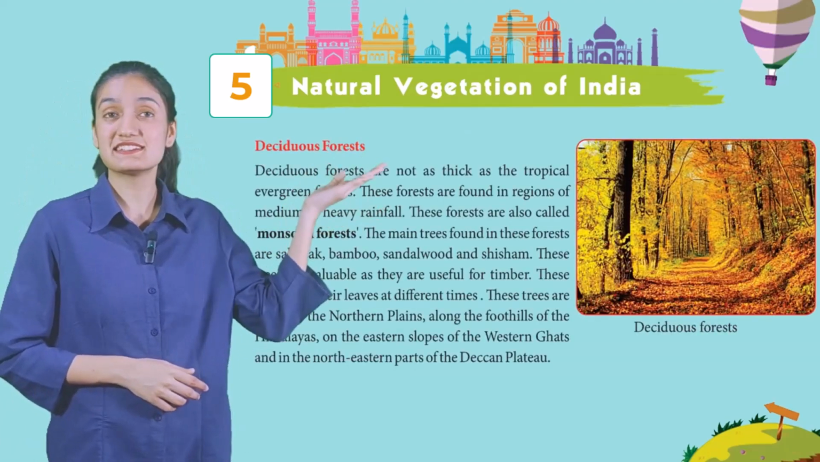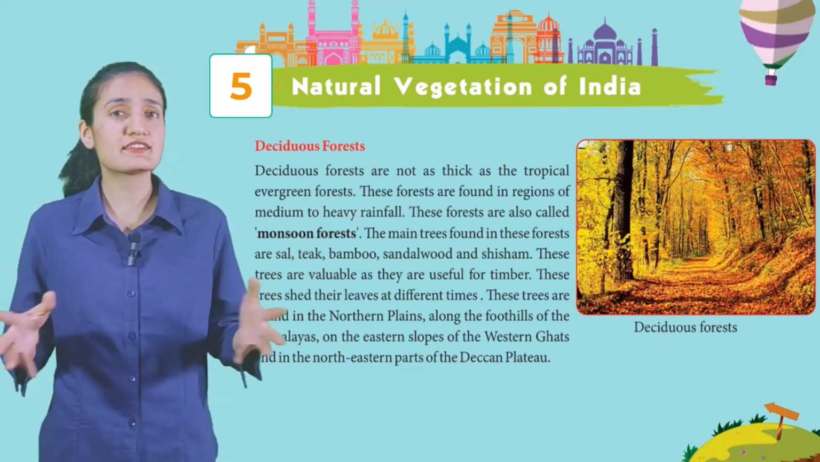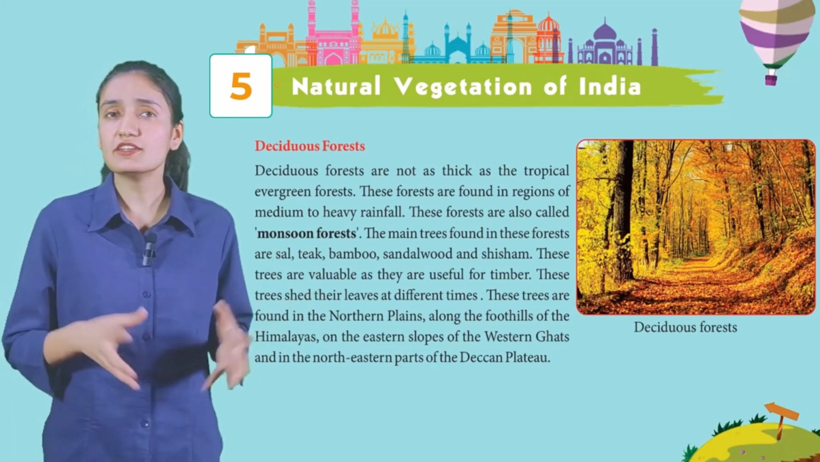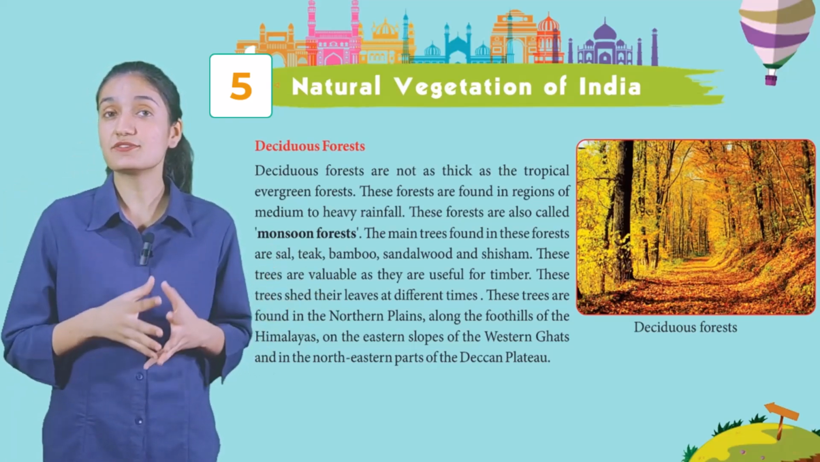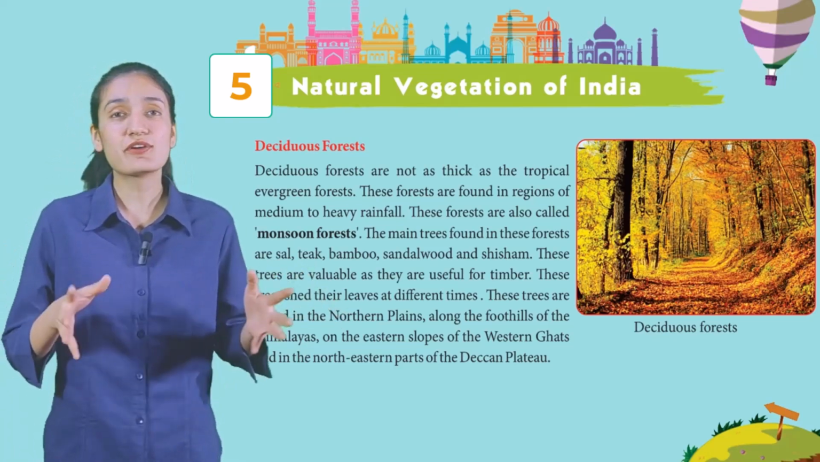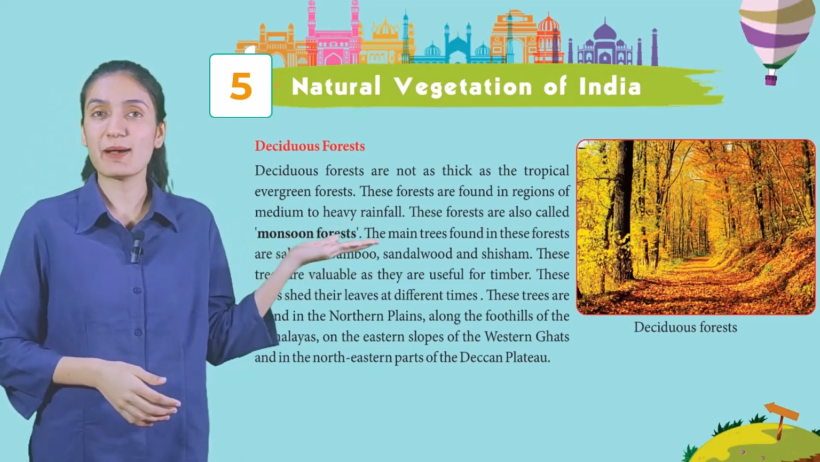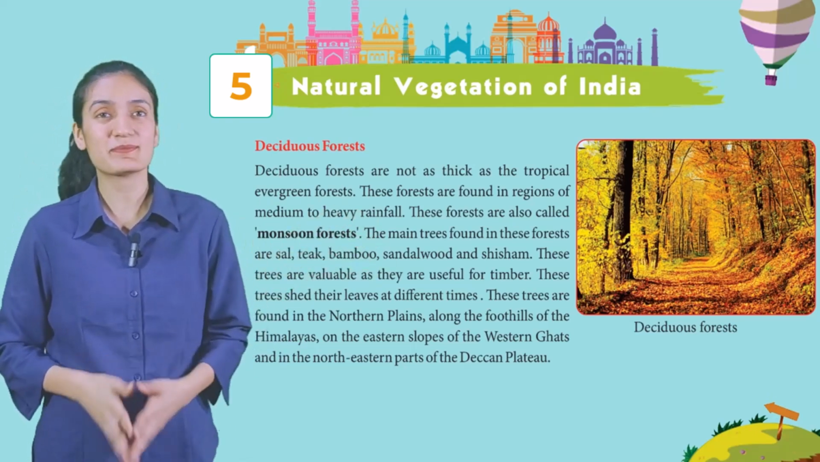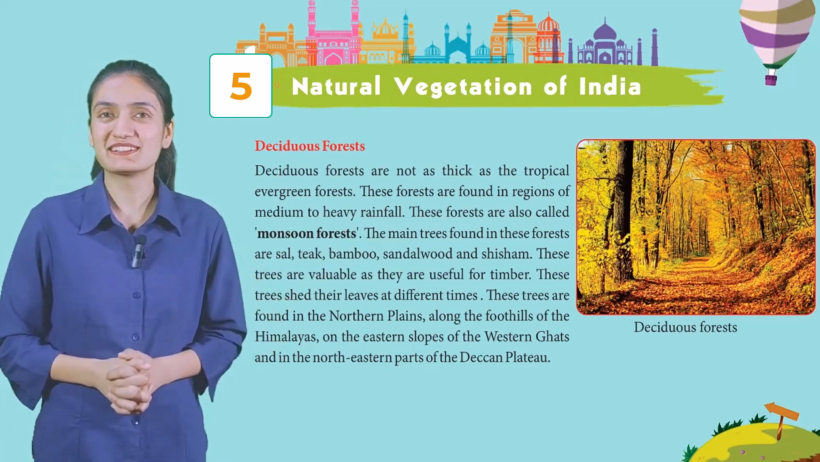Now, next is deciduous forest. Deciduous forests are not as thick as the tropical evergreen forest. These forests are found in regions of medium to heavy rainfall. These forests are also called monsoon forests. The main trees found in these forests are sal, teak, bamboo, sandalwood and shisham. These trees are valuable as they are useful for timber.